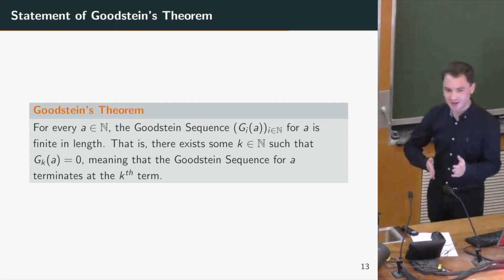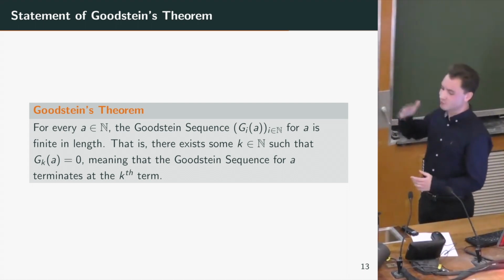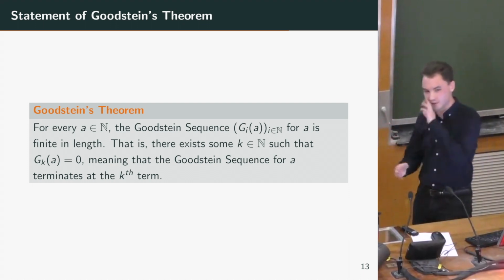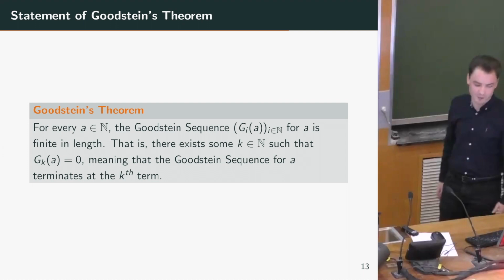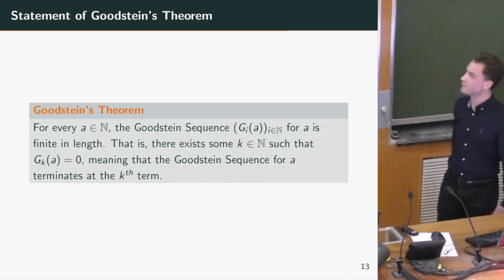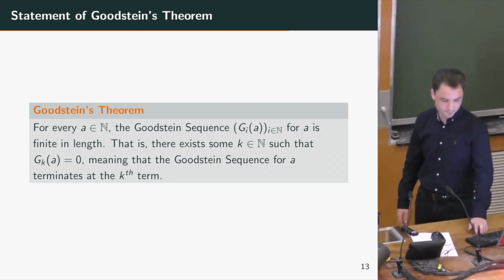We saw in the example of the Goodstein sequence for 5 that it seems to grow quite quickly, and that's a small example. If we look at the Goodstein sequence for 10 or 20 or any bigger number, they grow astronomically, and so it's really surprising to find out that they eventually go down to 0.